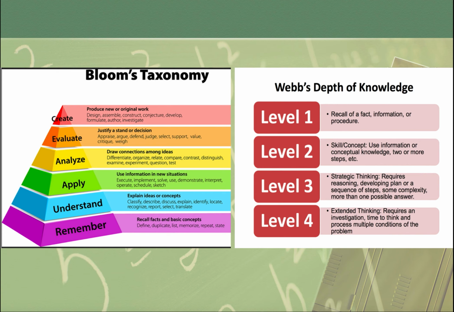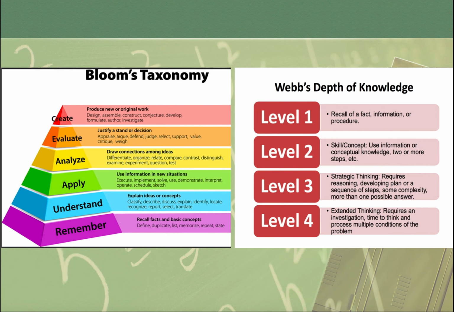With Webb's depth of knowledge questions, there are 4 levels. They're going to go in reverse order though. So level 1, at the top, is aligned to the remembering level of Bloom's taxonomy, where it's recalling facts, information, procedures. Understand and apply is level 2 of Webb's, whereas in Bloom's it's levels 2 and 3. This is where you want to explore a concept, you want them to use that information.